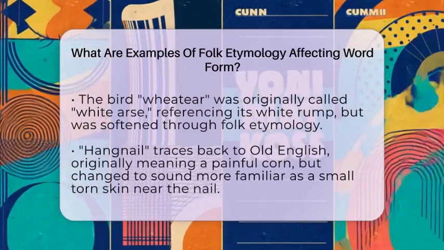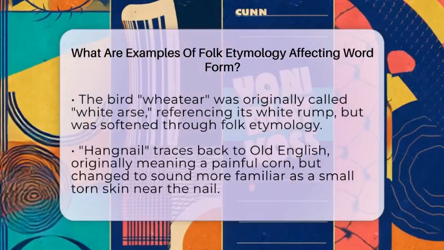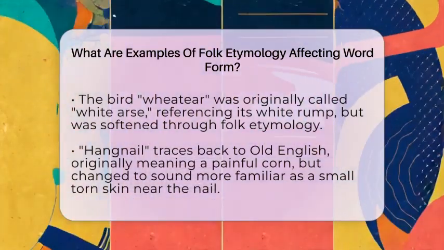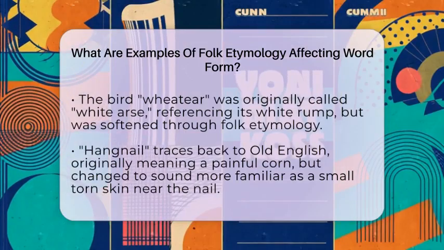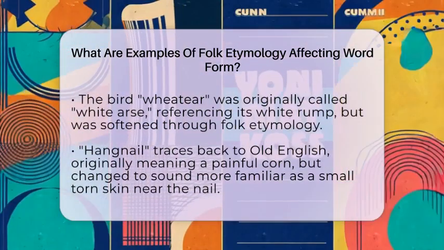Wheatear is a bird with a name that changed through folk etymology. Its original name was from Middle English, meaning white arse, referring to the bird's white rump. Over time, people replaced the crude part with more polite words, resulting in wheatear.